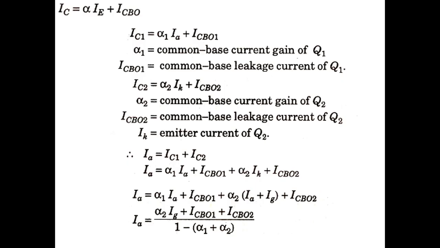That is, by using Kirchhoff's current law, the cathode current will be equal to the anode current plus the gate current plus ICB02. From this we get the anode current expression, and rearranging the terms we get Ia equal to alpha 2 into Ig plus ICB01 plus ICB02, divided by 1 minus (alpha 1 plus alpha 2). And if you are not understanding this in a few steps, it can be elaborated.